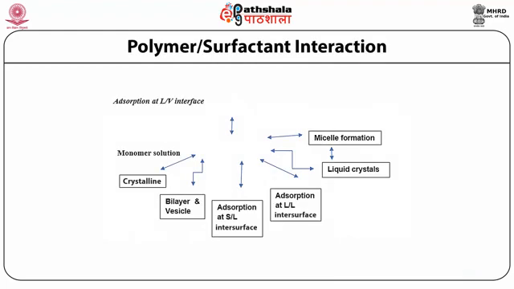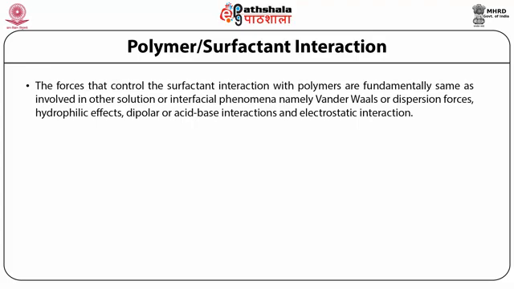This is a figure which shows the surfactant polymer interaction at the liquid vapor interface, where micelle formation is occurring that may lead to liquid crystals coming from the monomer solutions. There may be crystalline types of crystals, there may be bilayers and vesicles, adsorption at the solid liquid interface, or adsorption at the liquid-liquid interface.